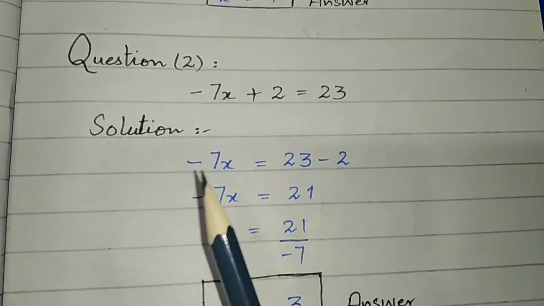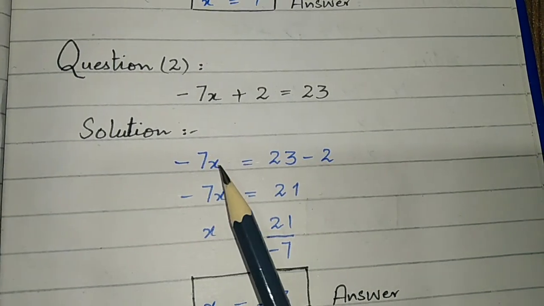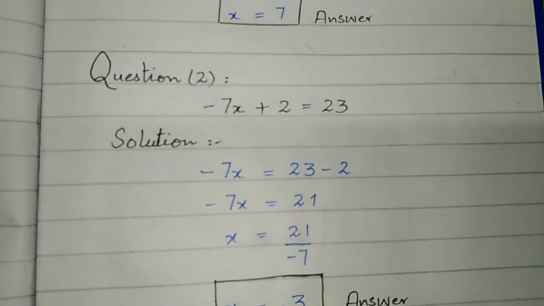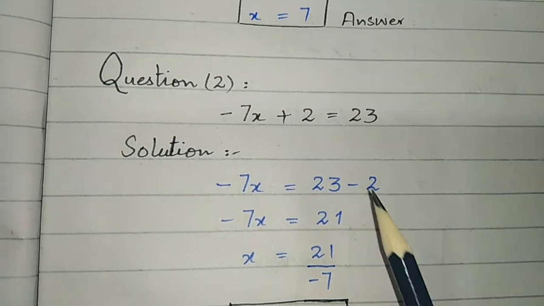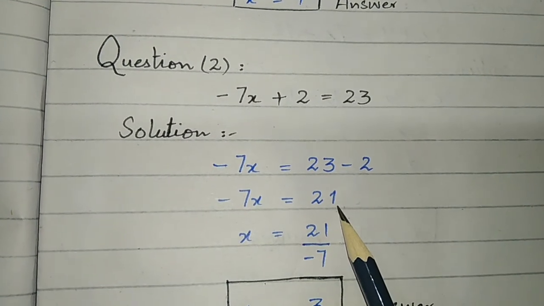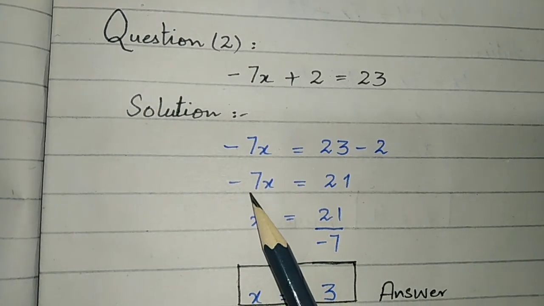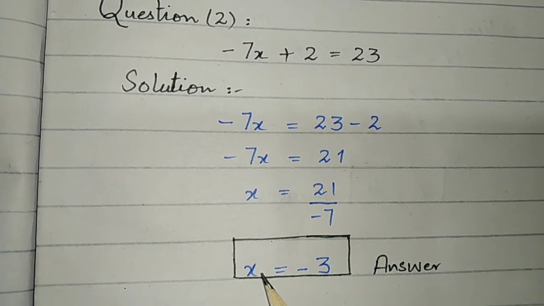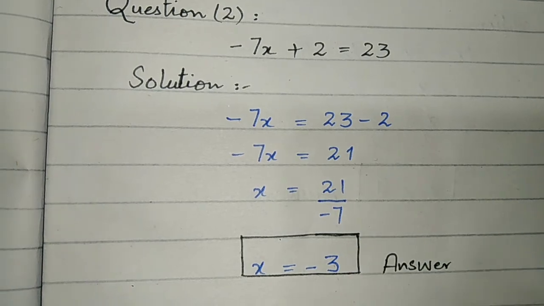Question number 2 is negative 7x plus 2 equals 23. So negative 7x will be equal to 23 minus 2. This positive 2 will become minus on the right hand side. So minus 7x will be equal to 23 minus 2, that is 21. But we have to find the value of x. So minus 7 is multiplied with x, so it will be divided on the right hand side, and we get the answer x equals minus 3 after the cancellation on the table of 7.